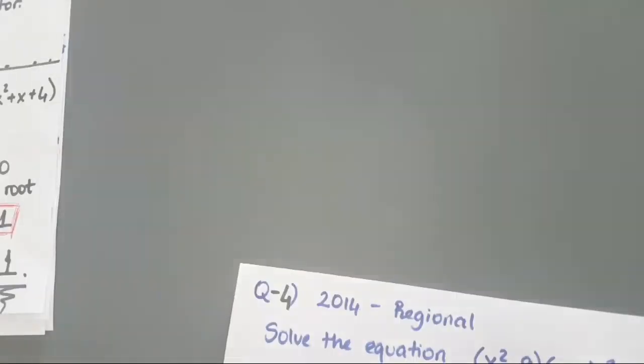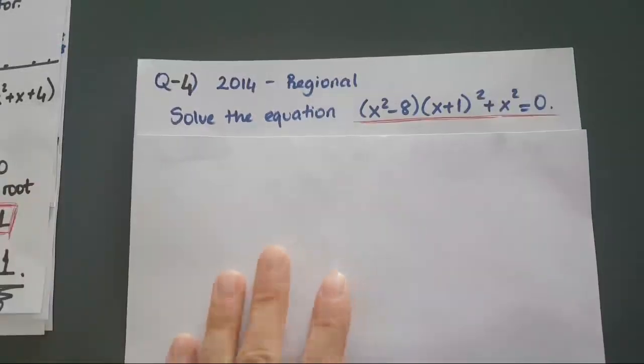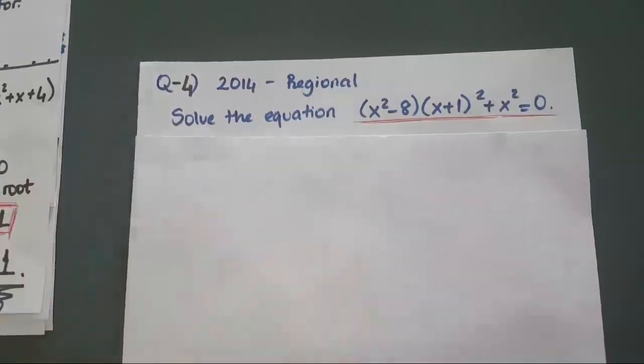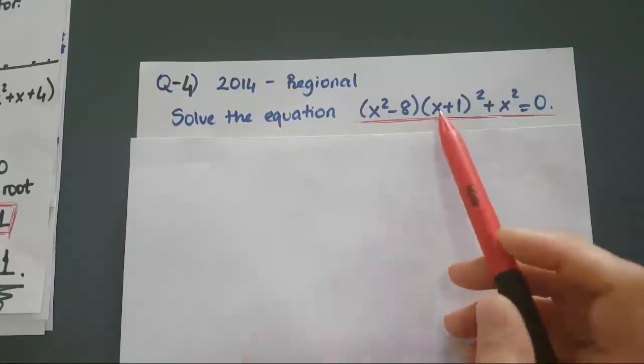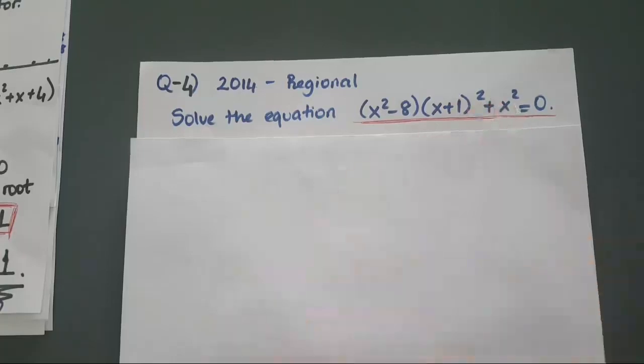Here is another problem. Solve the equation x squared minus 8 times x plus 1 squared plus x squared is equal to 0. This is from Regional, from 2014. An equation is given. We are supposed to solve it. But is this a quadratic equation? When you simplify, when you multiply x squared minus 8 by x plus 1 squared and add it to x squared, do you get a quadratic?